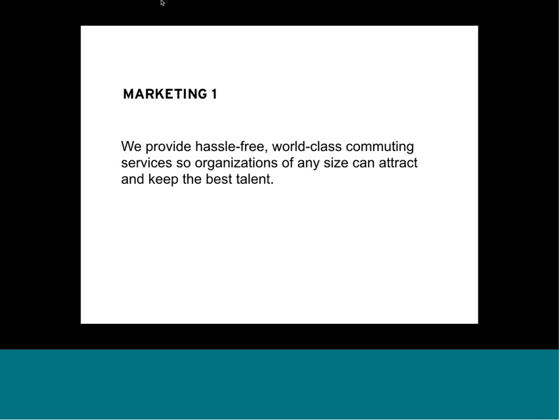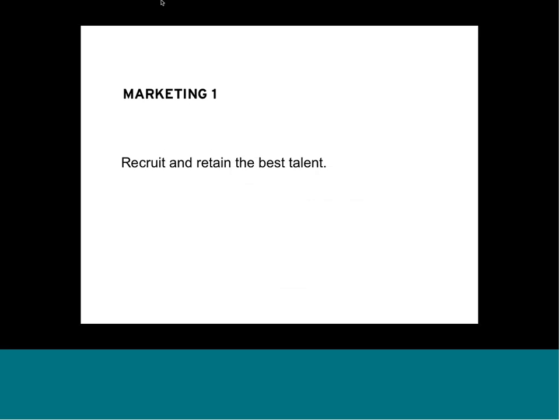We provide hassle-free, world-class commuting services, blah, blah, blah. But my point here is that adjectives are now being inserted. Words are becoming more dressed up. It's not just basic nouns and actions. Now we're starting to get into it. And this is the simplicity moment, right, is taking something as complex as that statement and essentially boiling it down and keeping the essence of what you've discovered in that hook into this: recruit and retain the best talent. It says nothing about shuttle buses, nothing about transportation. It's a message that both sides can resonate with, particularly the company side.